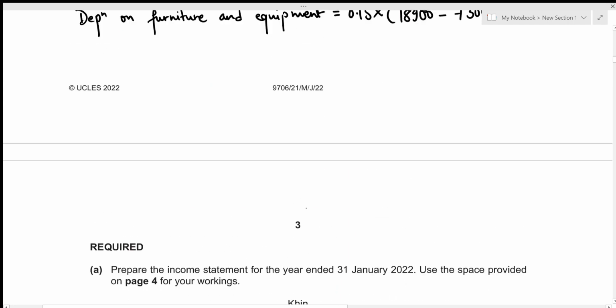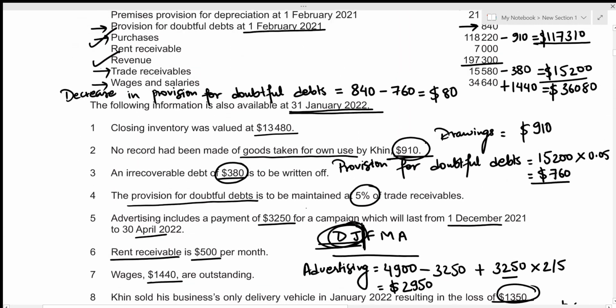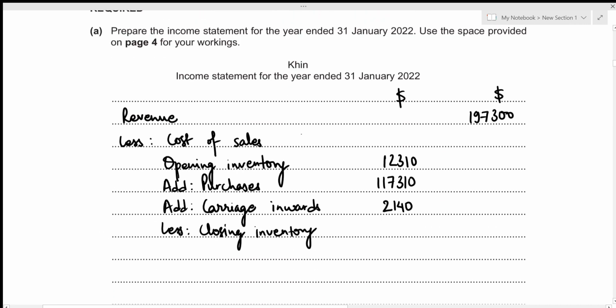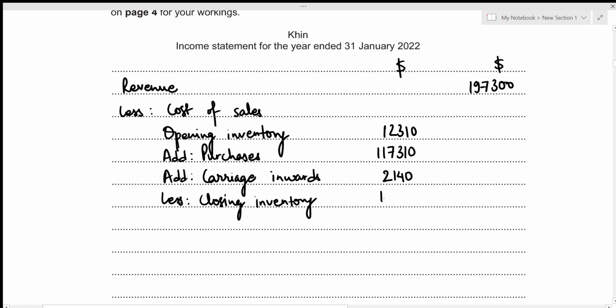Let's have a look above. Closing inventory is given in additional information right here. And it was valued at 13,480. Let's substitute this value. So that's 13,480, which needs to be subtracted. And this concludes our cost of sales.